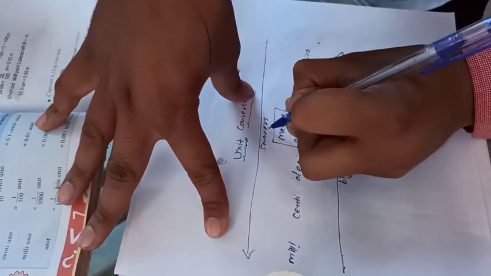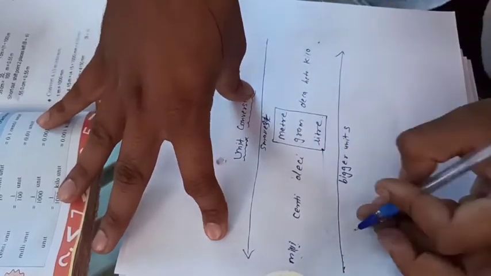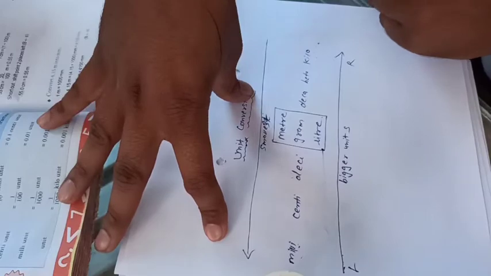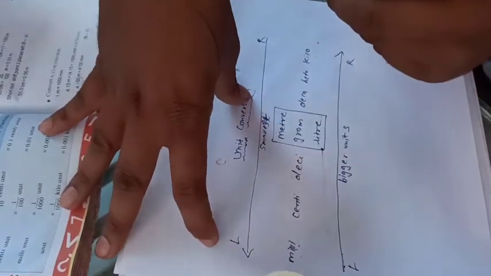Same if we move from right to left, that is smaller. So if we move from left to right, we will get bigger quantities, and if we move from right to left, we will get smaller quantities.